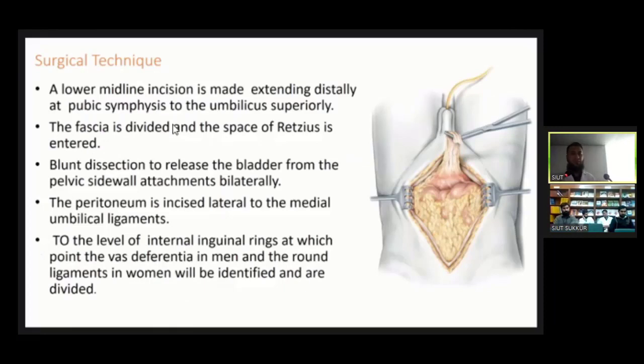So, start from the incision. We take a lower midline incision, which is extended distally to the pubic symphysis and superiorly to the umbilicus. The fascia is divided and we approach the space of Retzius, the space between the bladder and the pubic bone. Dissection starts to release the bladder on both sides of the pelvic wall, and the peritoneum is incised laterally to the medial umbilical ligament, at the level of the internal inguinal ring, at which point the vas in men and the round ligament in women will be identified and divided.